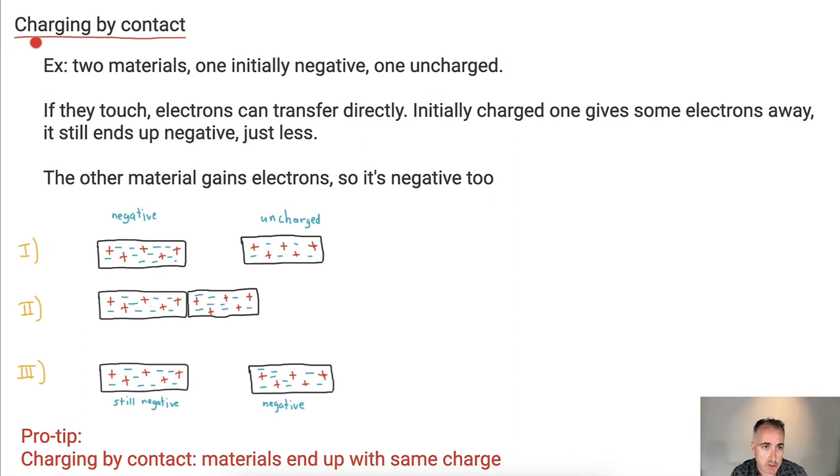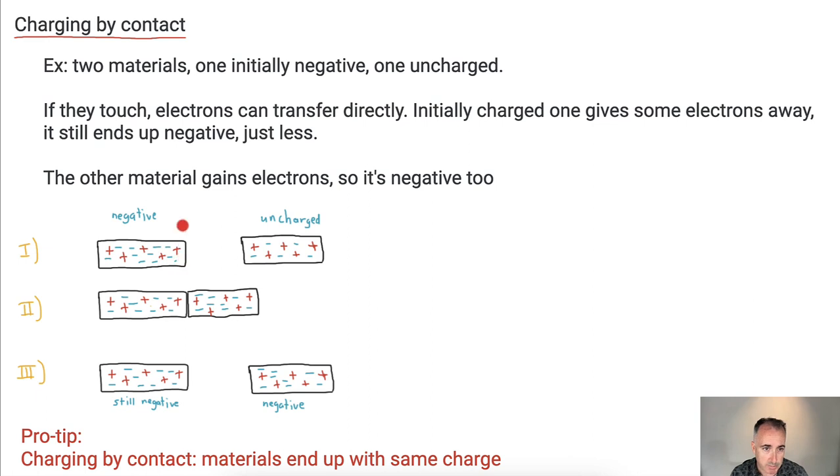So here's where you have two materials. One is initially negative. So let's say this one right here, because it's got lots of negative charges. And one of them is uncharged. Let's see why. Because 1, 2, 3, 4, 5 red ones, we've got 5 blue ones. See, it's uncharged. However, this one here has 5 red ones, but 1, 2, 3, 4, 5, 6, 7, 8, 9, 10, 11 blue ones.